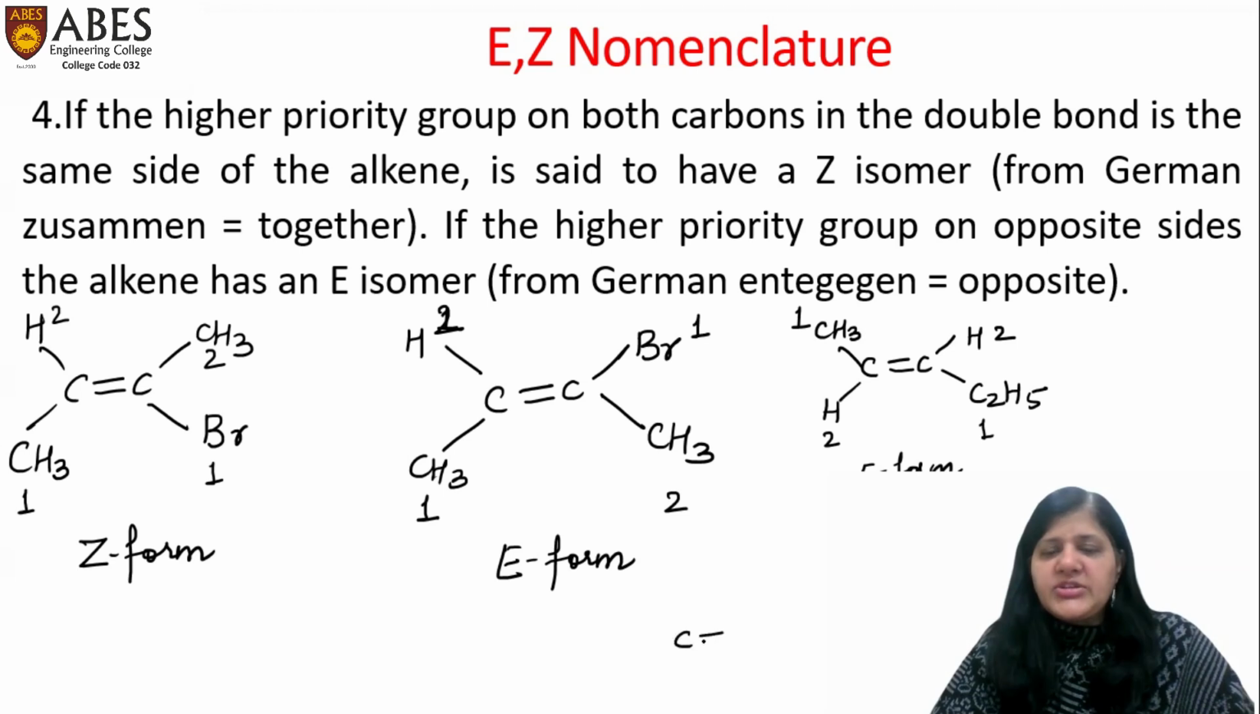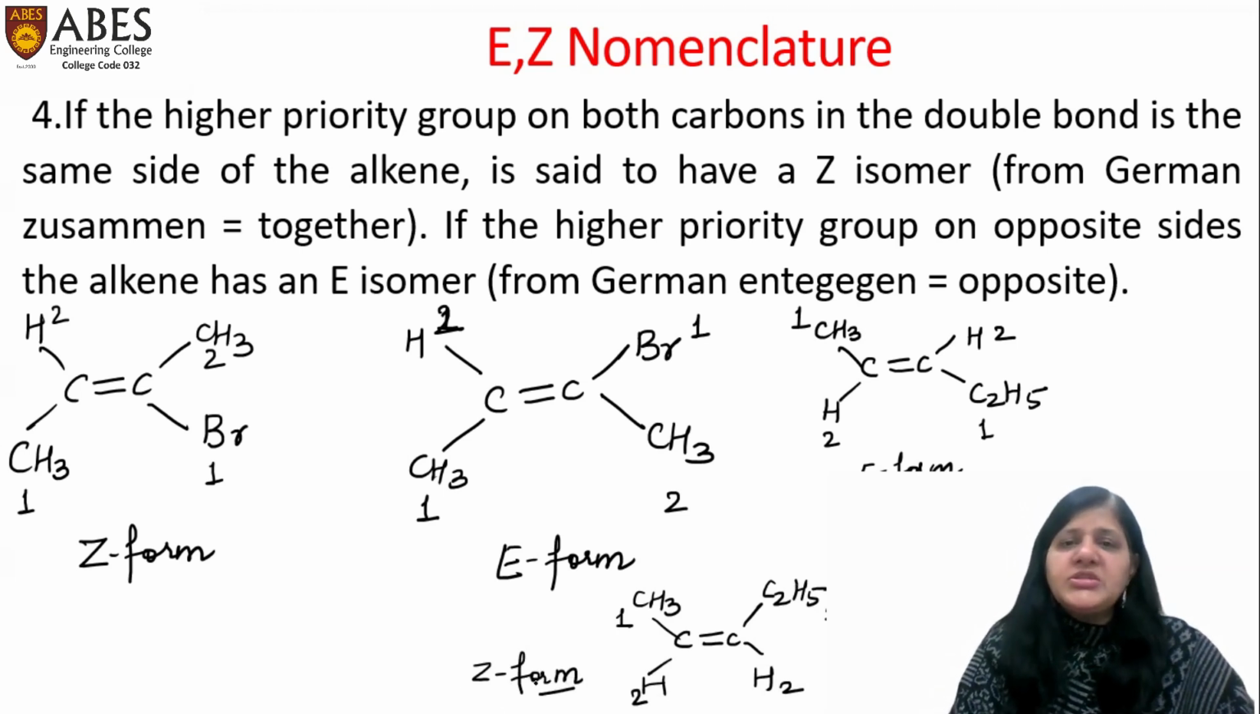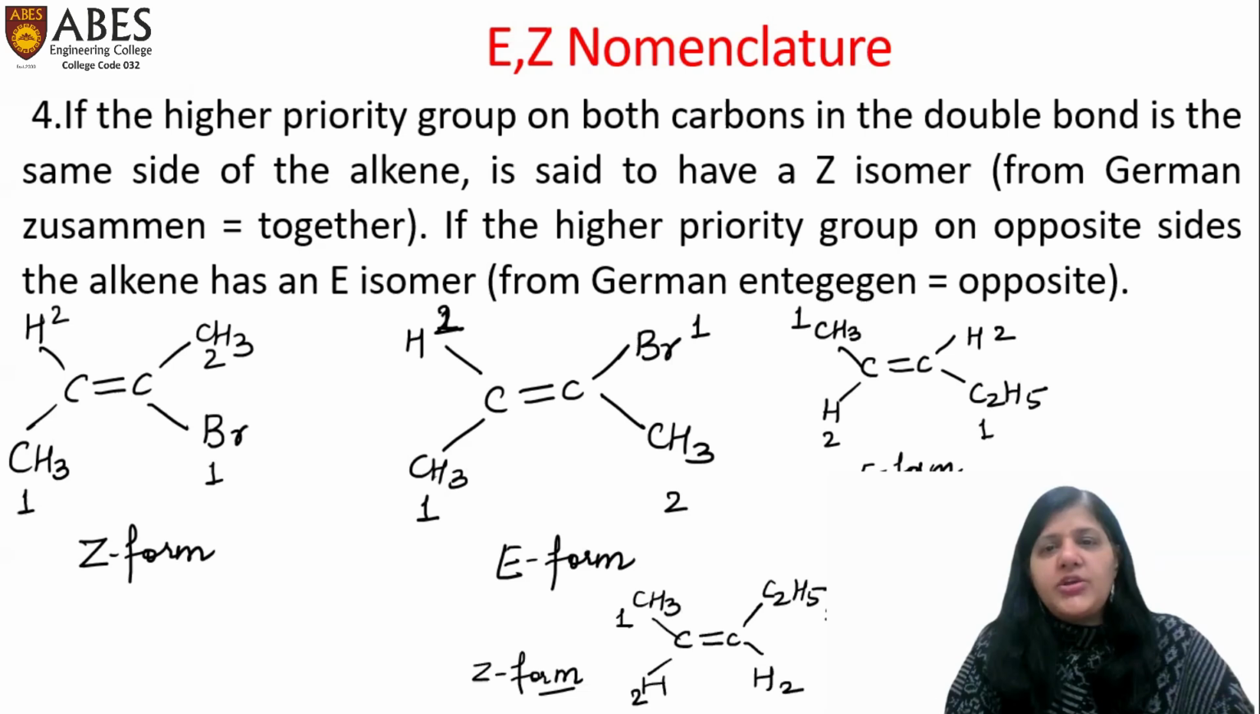And the Z isomer of this molecule is when both the high priority groups are on the same side and both the lower priority groups are on the same side. This is the Z form of the molecule or Z isomer. In this way, we can assign the E and Z nomenclature to molecules which have different groups or atoms present around the doubly bonded carbon atoms.